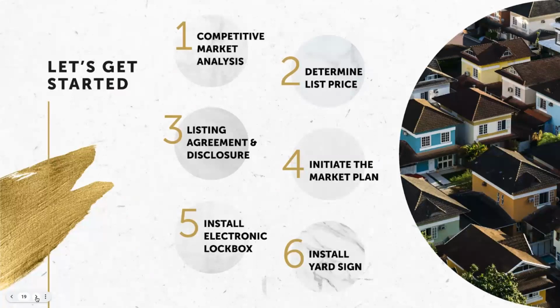All right, so we're towards the end of our listing presentation. So in wrap up, what we say is, hey, this is how we're going to get started. This is my plan, 6-point plan. I'm going to do a CMA. We're going to talk about pricing. We're going to look at the listing agreement disclosure. Number 4, the marketing plan, how we start that, talking about electronic lock boxes and then yard signs. So this is everything leading up to putting the sign in the yard.